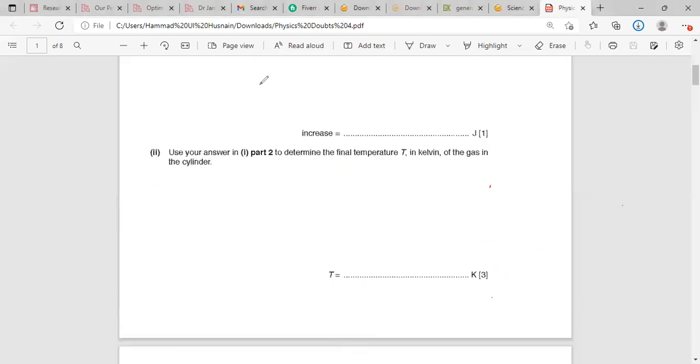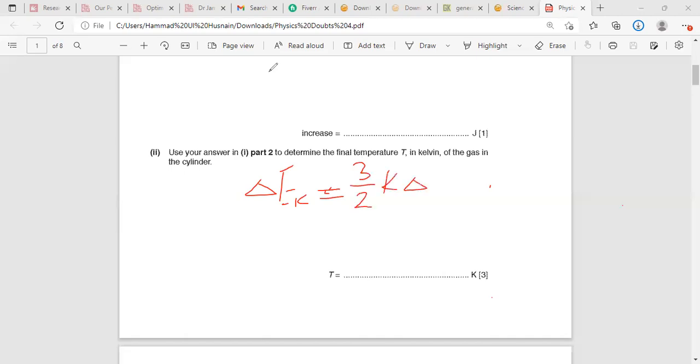Okay, so let us move towards the next part. In the second part, use your answer in part 2 to determine the final temperature in Kelvin of the gas in the cylinder. Now we need to find the final temperature, right?